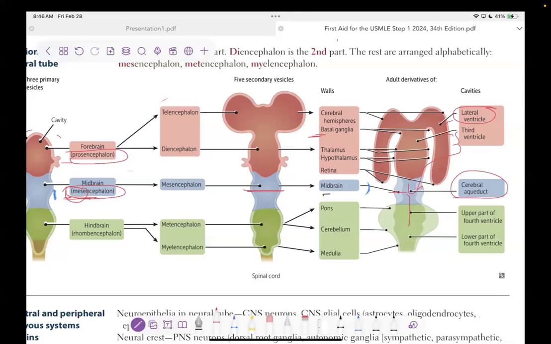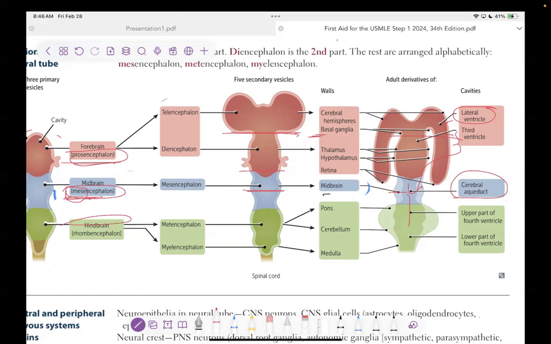Now we know that prosencephalon makes the forebrain, right? Prosencephalon makes the hemisphere and thalamus and hypothalamus with their ventricles. Mesencephalon, meso is always in the middle. So meso makes the midbrain, and the midbrain has the cerebral aqueduct inside. And whenever we say hindbrain, it is easy. Hindbrain is the last part of the brain.